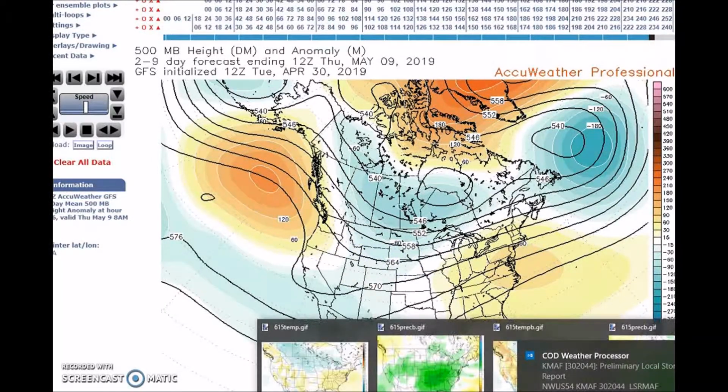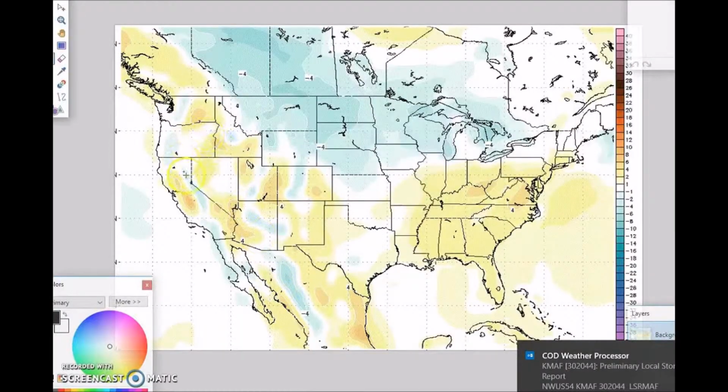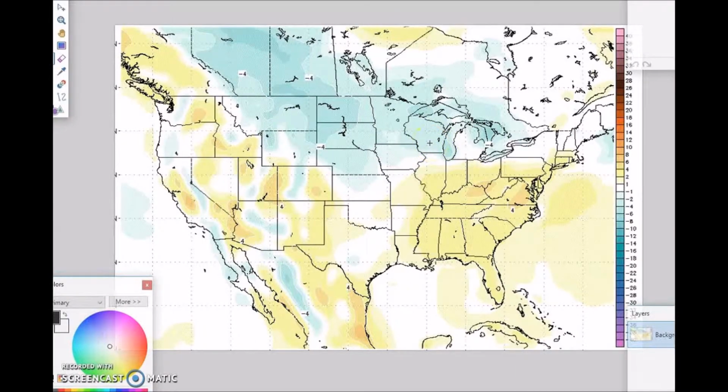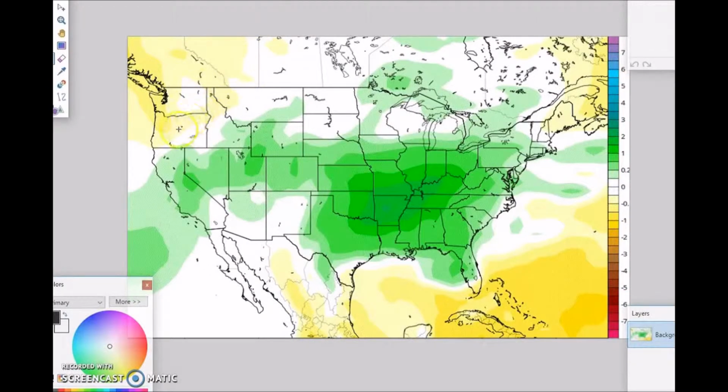So for this forecast period, I'm forecasting above normal temperatures here and here, with numbers at 2 to 4 degrees above normal. Below normal temperatures are forecast here, with anomalies at 2 to 4 degrees below normal. Precipitation, calling for above normal precipitation here, probability of occurrence 35%, and then above normal precipitation for the remainder of the nation, and the probability of occurrence is 45%.